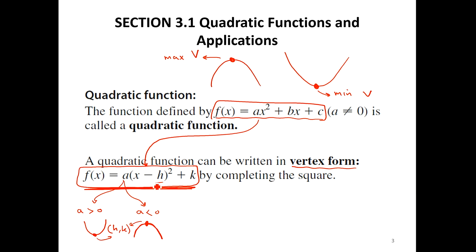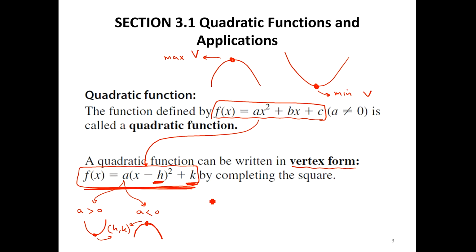This is h, the value of the x coordinate. In the equation or in vertex form, we have minus h. We take h. So if we have minus 2, the h equals 2. If we have plus 2, the h equals negative 2, like this, okay? And the k, this is the y coordinate.